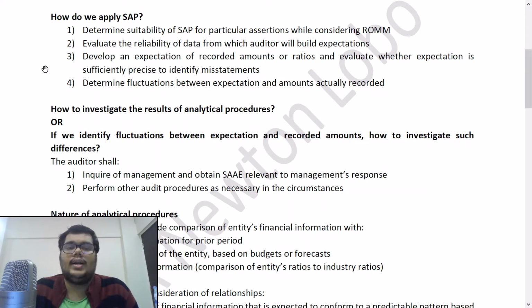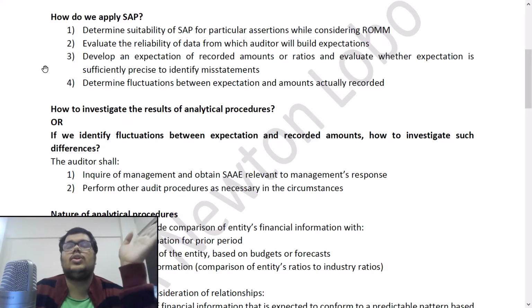Point number one, determine the suitability of SAP for particular assertions while considering risk of material misstatement. So while you are doing your early planning, while you are considering your risk of material misstatement for every caption, at that time you determine if you would like to apply substantive analytical procedures for some captions. Next, evaluate the reliability of data from which the auditor will build expectations. And this is again a very important step.